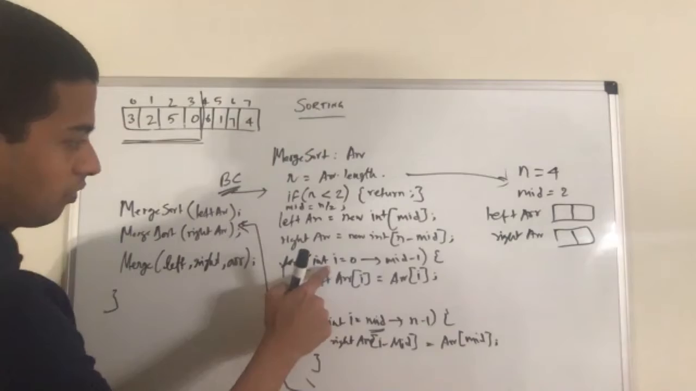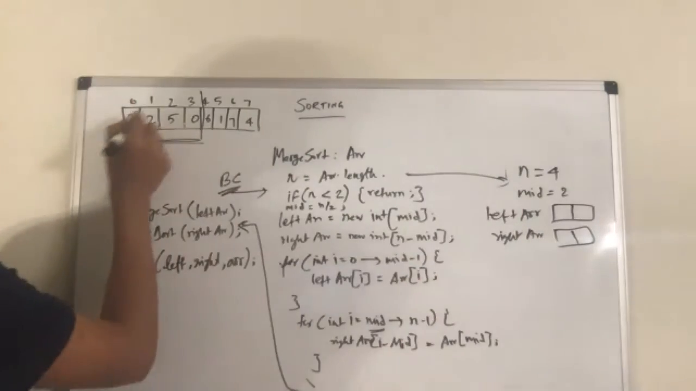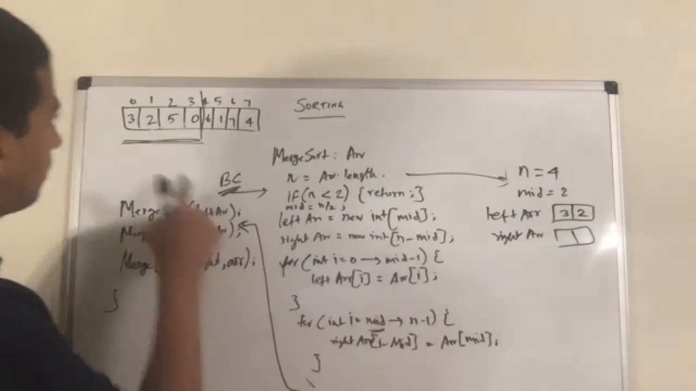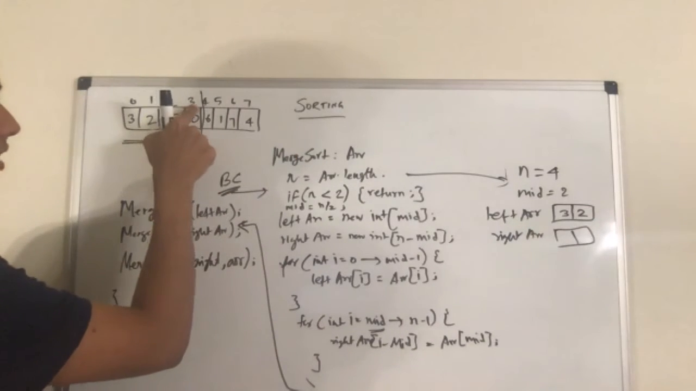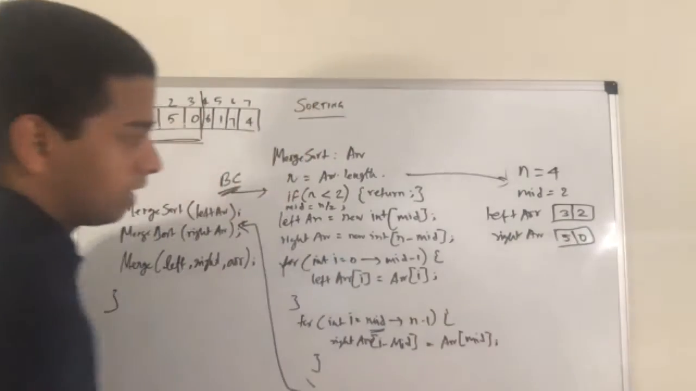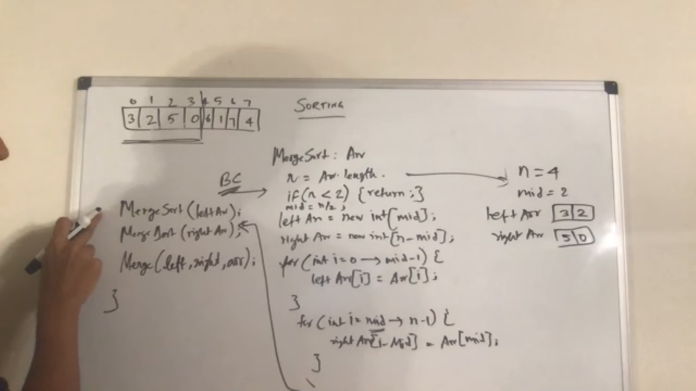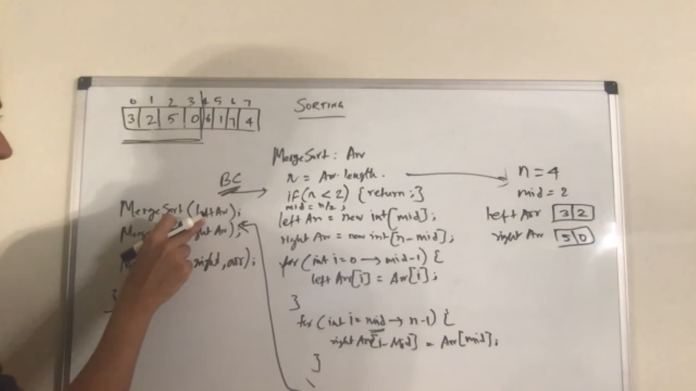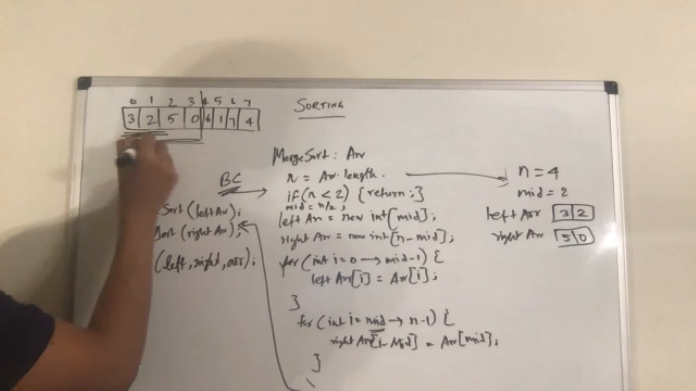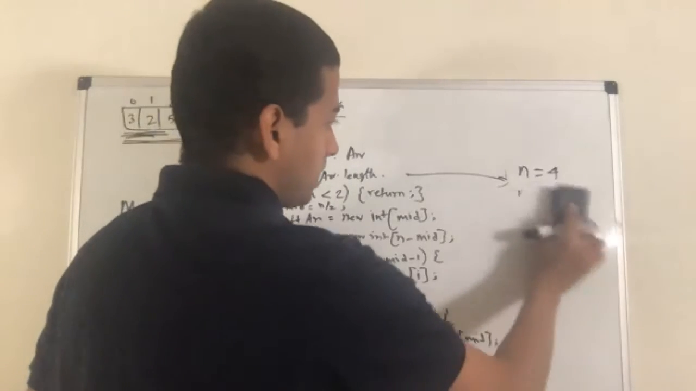So I'm inserting from 0 all the way to mid minus 1. So 0 to 1, I'm inserting 3, 2 in the left array. And I am taking mid to n minus 1. Mid is 2, n minus 1 is 4 minus 1, 3. So 2 and 3 I am inserting into the right array: 5, 0. Then I am again calling merge sort. What I'm passing is the left array. So I'm just passing this block to my parent array again. Basically, it is a recursion.